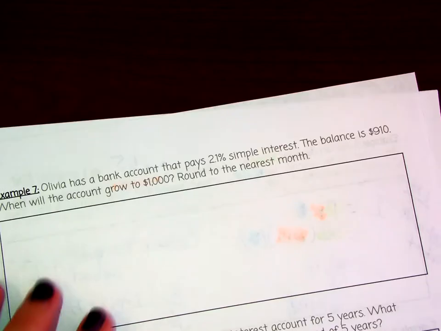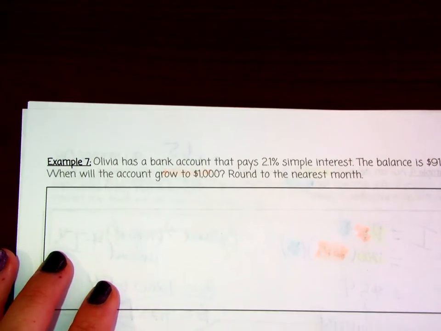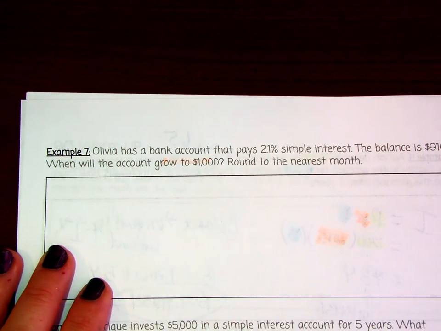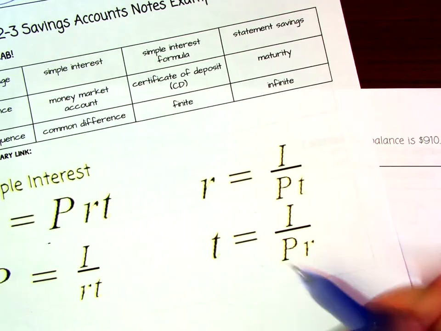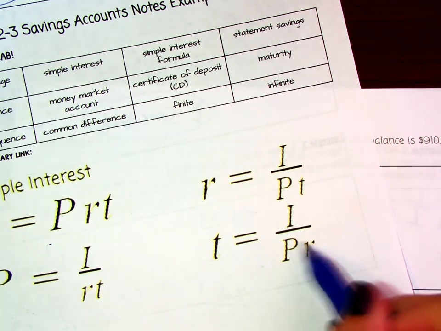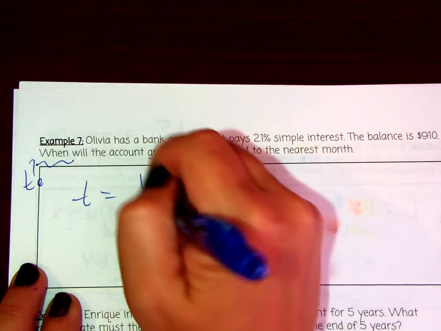All right, last two examples. Olivia has a bank account that pays 2.1% simple interest. The balance is $910. When will the account grow to $1,000? When it asks for when, it's looking for time. So this time I can go back to this little cheat sheet of time is equal to interest over the principal times the rate to save me time on the formula. It's already been manipulated for you.